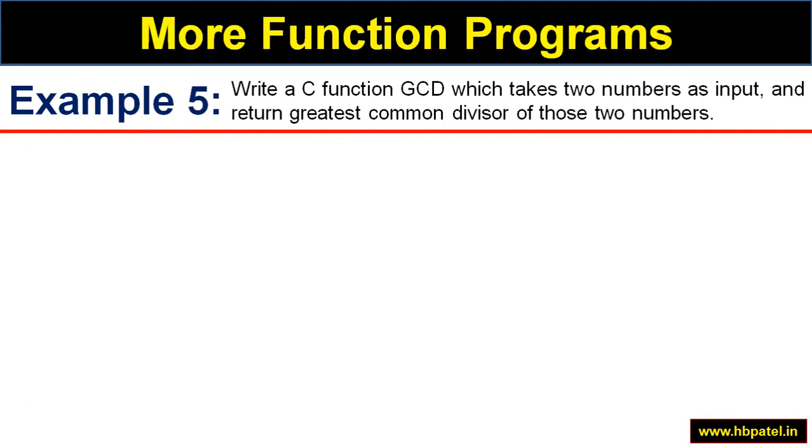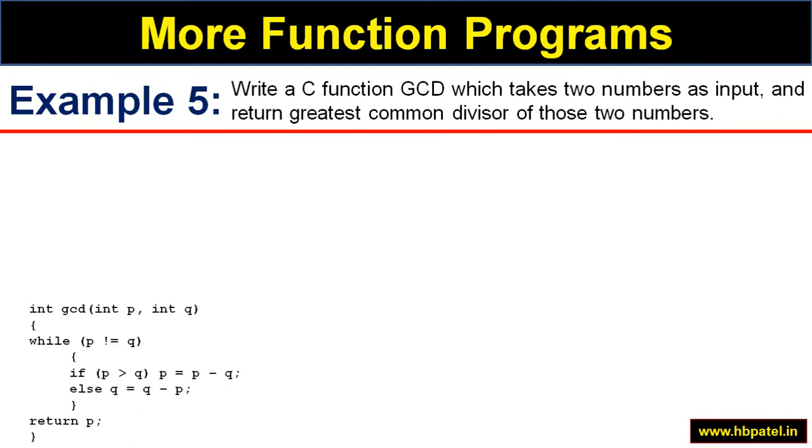Now the next program is GCD, greatest common divisor. Again, this is a very common logic. We can find the greatest common divisor from two given numbers. The logic is very simple. Let's have a function called GCD, wherein I'll be passing two numbers P and Q. I want to find the GCD of P and Q.